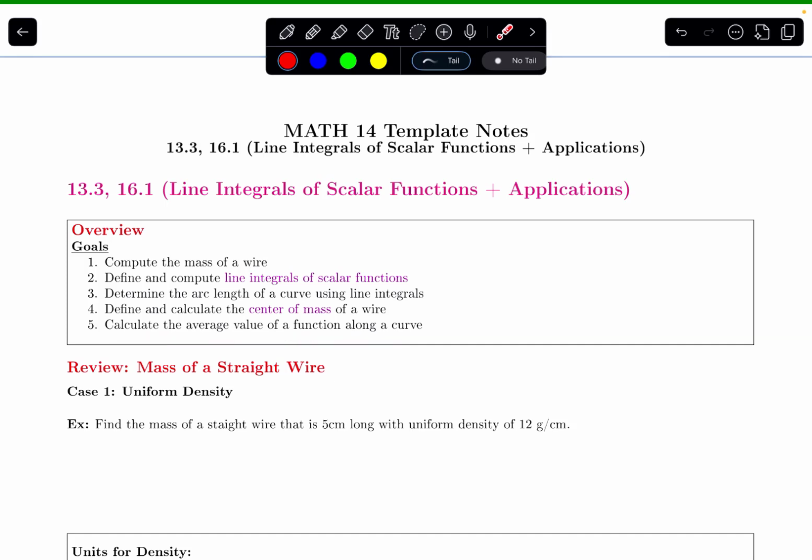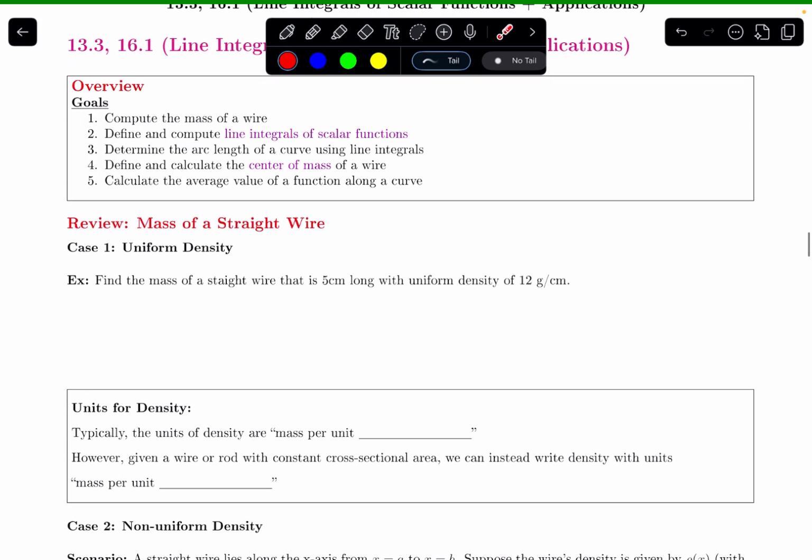So in this video, we are going to review how we calculate the mass of a straight wire. Okay, so I want to first look at the case where the wire has uniform density. So I want to look at an example which says find the mass of a straight wire that is 5 centimeters long with a uniform density of 12 grams per centimeter. So what does this mean? I'm going to draw a picture.